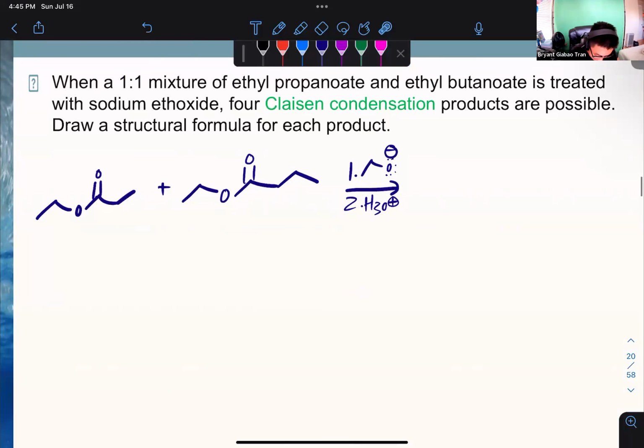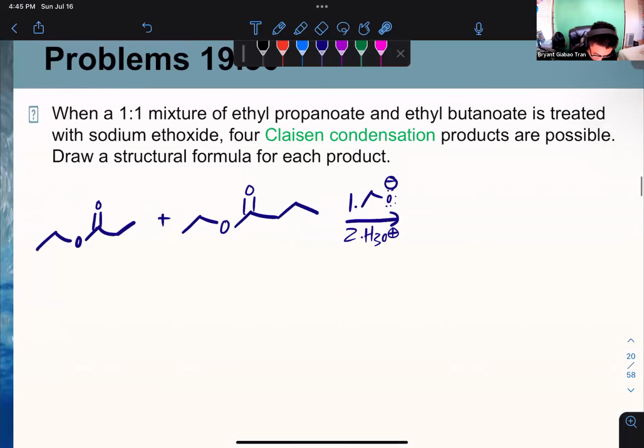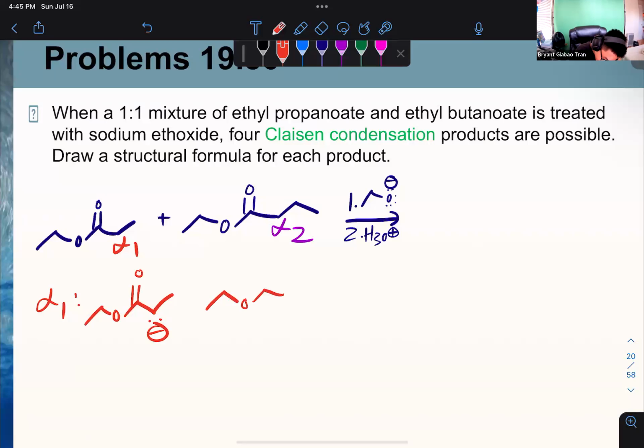This is a crossed Claisen condensation, and there are 4 different products. So I'm going to label our different alpha carbons again. This is alpha 1. This is going to be alpha 2. Let's look at alpha 1. Just going to deprotonate it right away. We have a negative charge there. It could attack itself. This star is the attacking carbon, dot is the carbon being attacked.